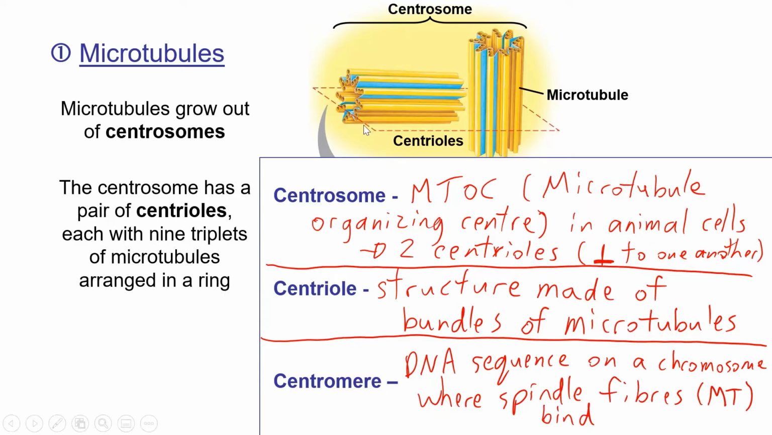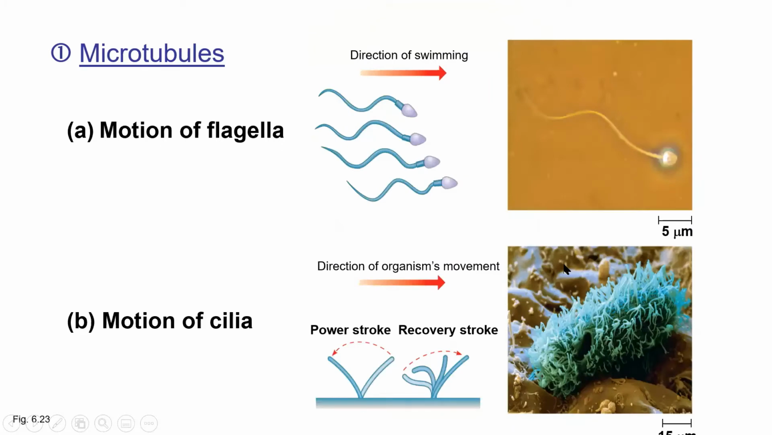So microtubules. Microtubules are spindle fibers. What else do microtubules do? Microtubules are actually part of eukaryotic flagella and cilia. So this is something we're actually going to look at in tomorrow's lab, is flagella and cilia in eukaryotic protists. So flagella and cilia, by the way, are very similar structures.